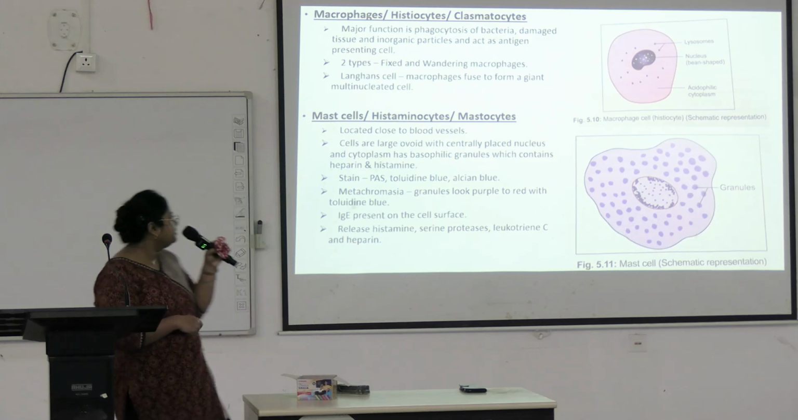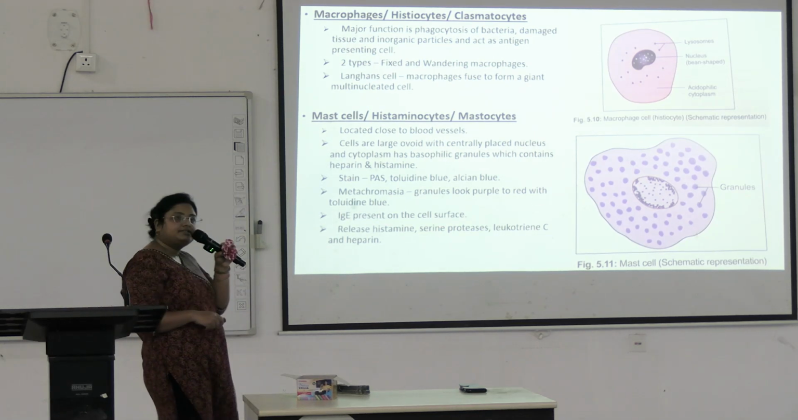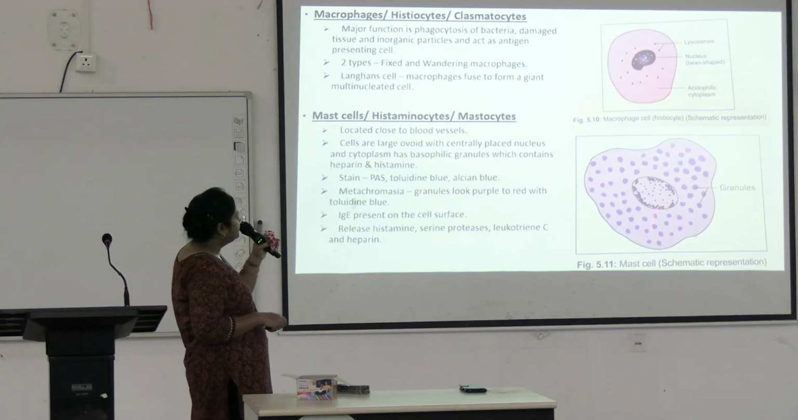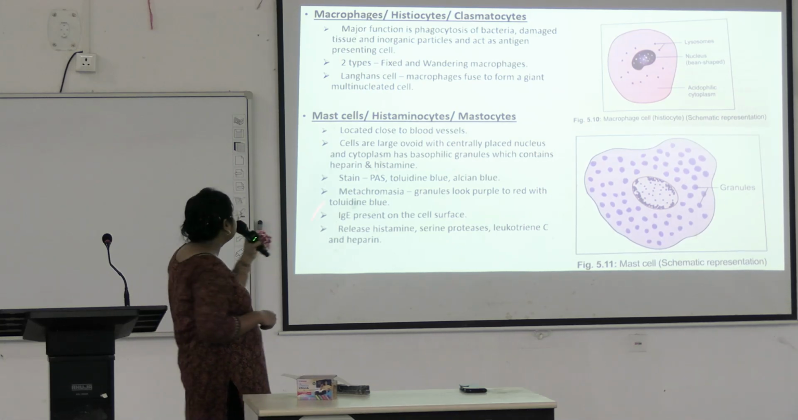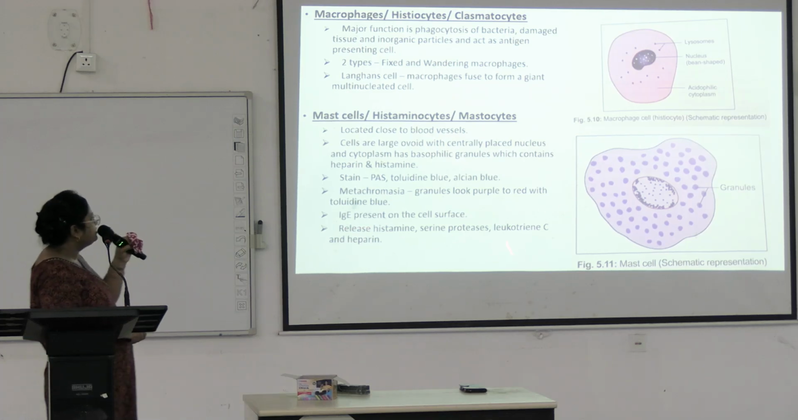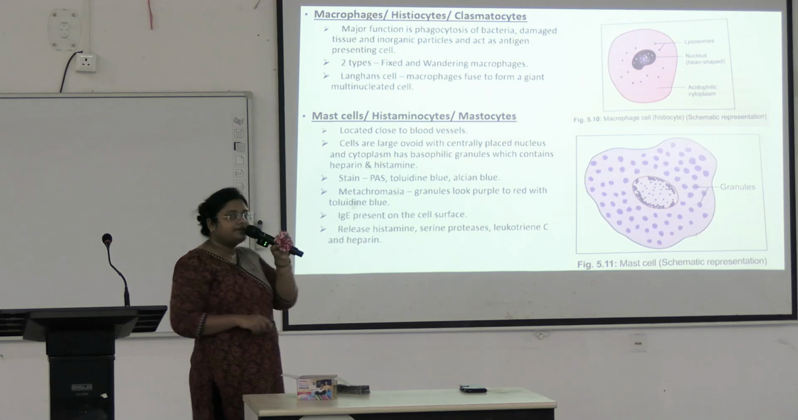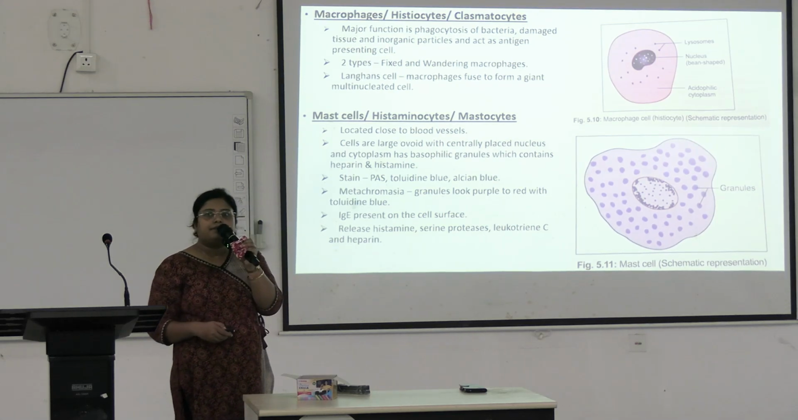Next, IgE is present on the cell surface. This is produced by the mast cell, IgE. And release of histamine, serine proteases, leukotriene C and heparin, these are released by these mast cells. This is the function of the mast cell.